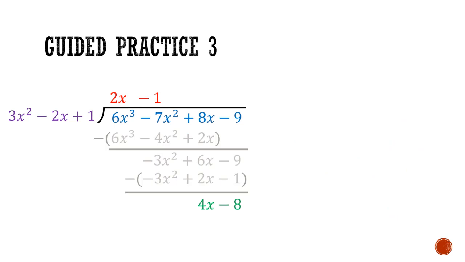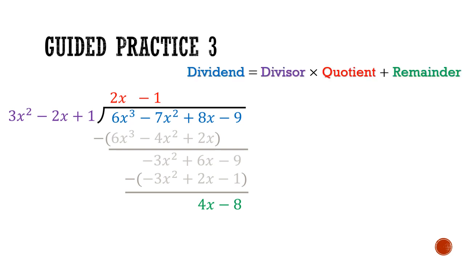And same as before, we can rewrite this entire long division form in the dividend equals divisor times quotient plus remainder form. So the dividend is going to be equal to 3x squared minus 2x plus 1 multiplied by the quotient of 2x minus 1, plus the remainder of 4x minus 8.